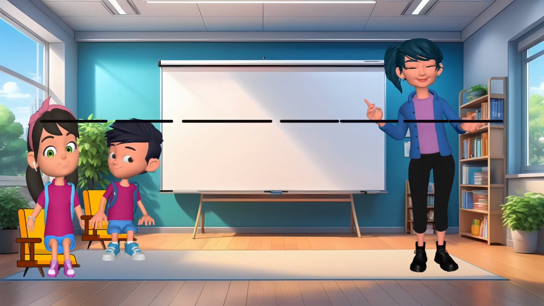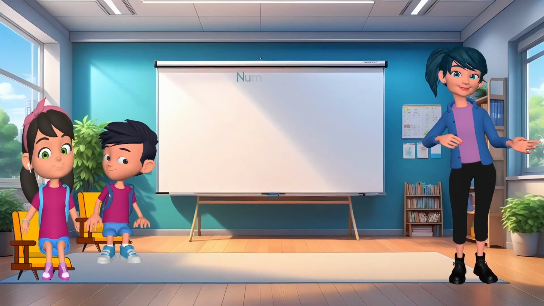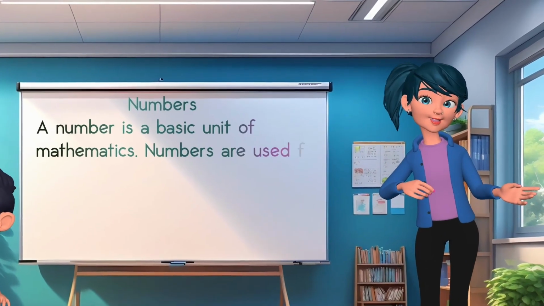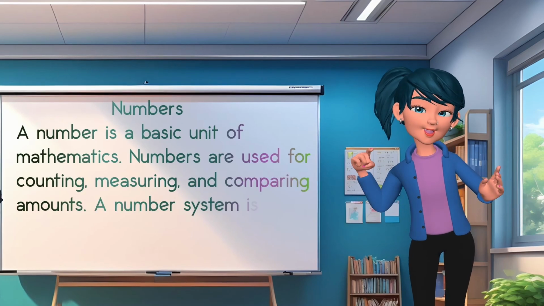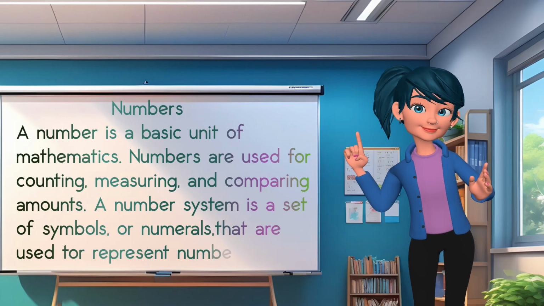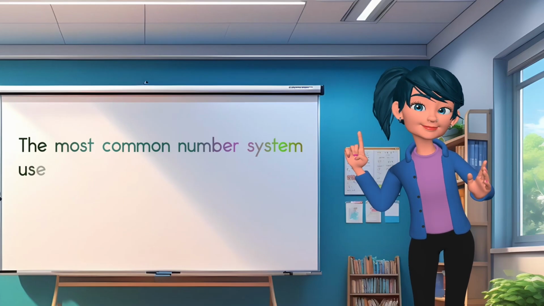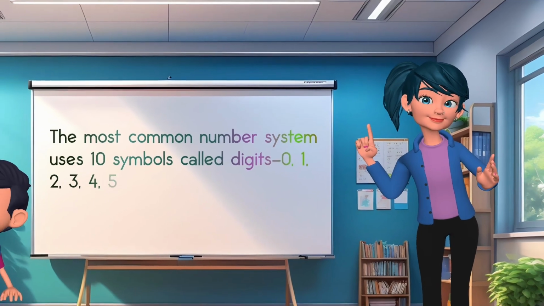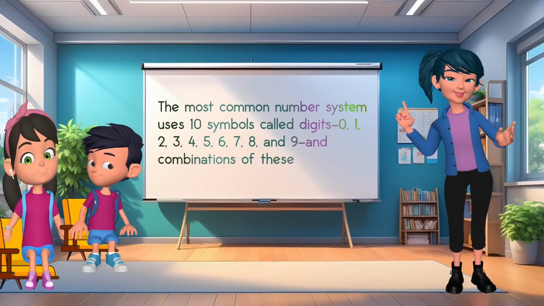In this lesson, we are going to talk about numbers. A number is a basic unit of mathematics. Numbers are used for counting, measuring, and comparing amounts. A number system is a set of symbols or numerals that are used to represent numbers. The most common number system uses 10 symbols called digits: 0, 1, 2, 3, 4, 5, 6, 7, 8, and 9, and combinations of these digits.